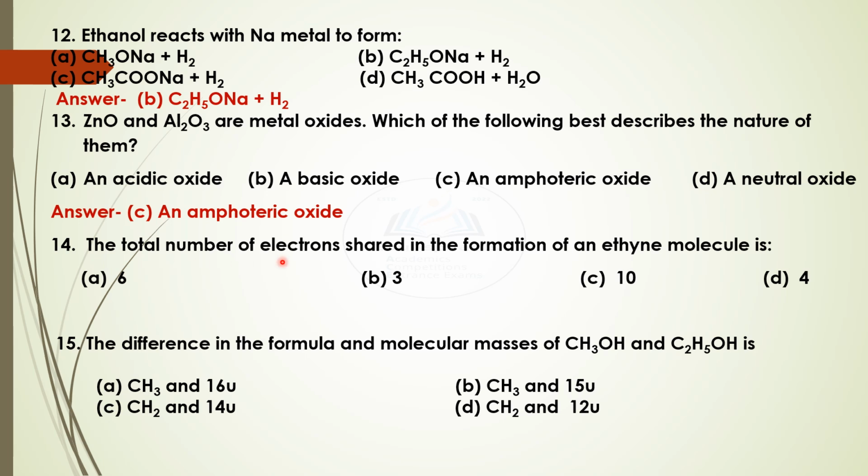The total number of electrons shared in the formation of an ethane molecule is 6, 3, 10 or 4. Mark your choice. Correct choice is 10, that is C. Next is the difference in the formula and molecular masses of CH3OH and C2H5OH is, yes, mark your choice. It is C, CH2, that is 14 u.